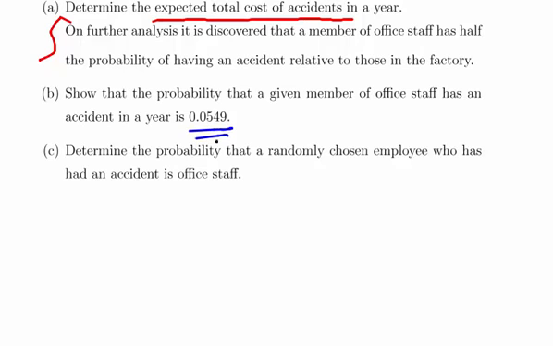That is part B done. So we're on part C now. Determine the probability that a randomly chosen employee who has an accident is office staff.